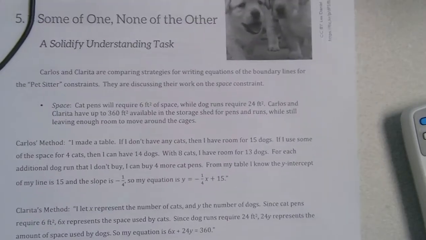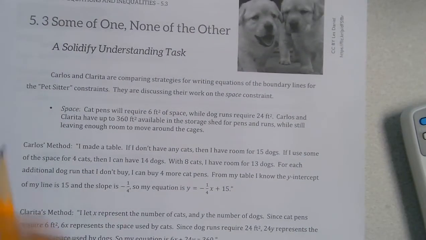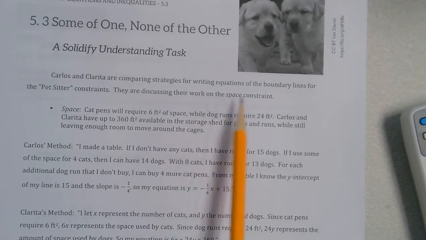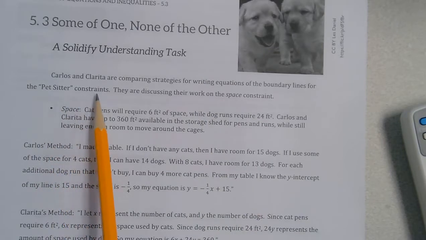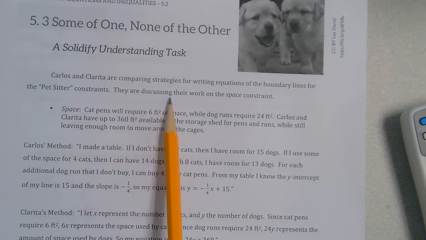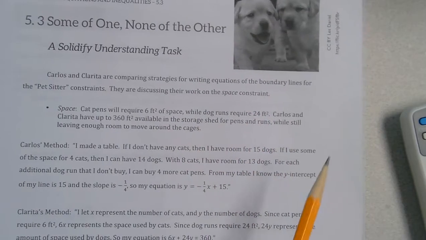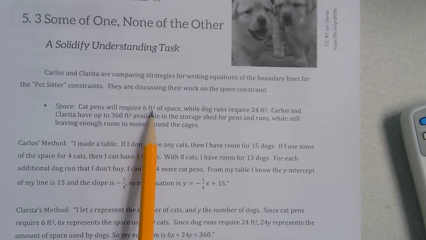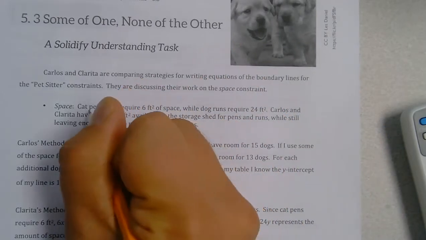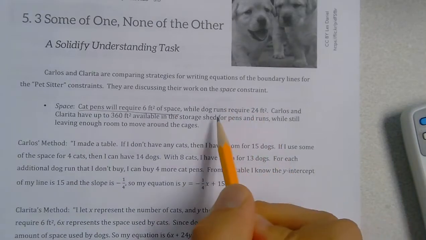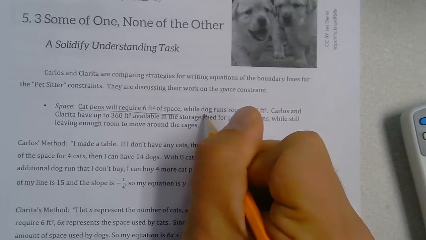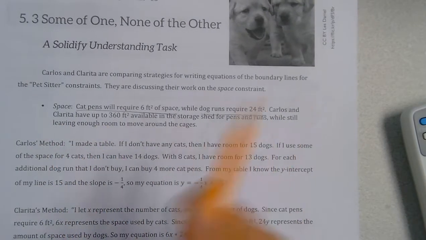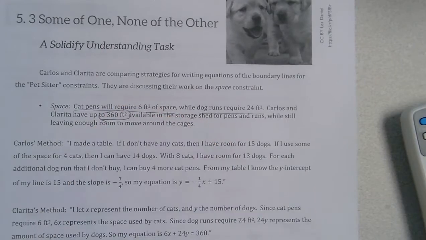All right, so as we look through today's task, this problem is about Carlos and Clarita comparing some strategies for writing equations of boundary lines for the pet sitter constraints. So they are discussing their work on the space constraint. Looking at the space constraint, it says cat pens require 6 square feet of space. So I'm going to underline that. Dog runs require 24 square feet of space. Carlos and Clarita have up to 360 square feet of space.